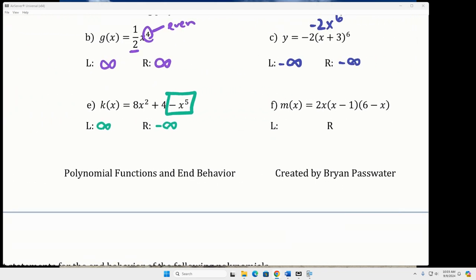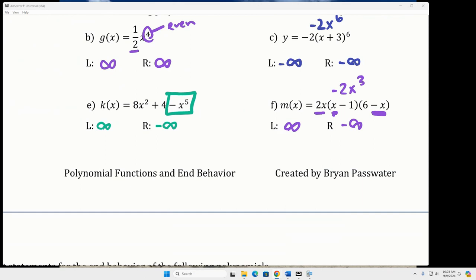All right, and then on F. Whenever you're trying to figure out the degree, what I would do is I would multiply 2x times negative x. What am I going to get? 2x times negative x. Negative 2x cubed. That's going to be the term you would use to make all your decisions. So that one ends up being like C through F.